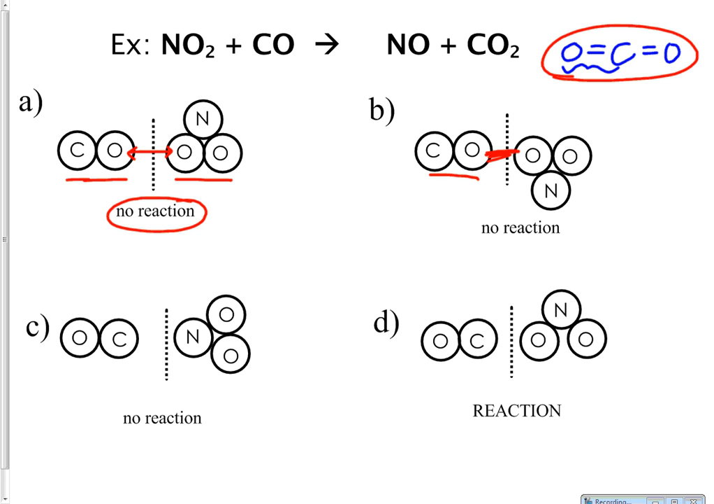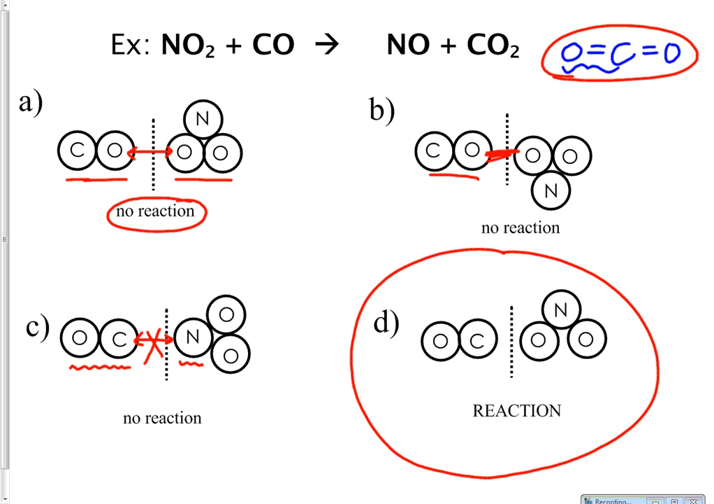In C, we flipped our CO around, so now we have the right orientation for the carbon monoxide, but in this case, the N is what's next to the C. That's not what we want to bond, so this will have no reaction. The only reorientation that works is when that C from the CO is next to the O from the NO2, and what will happen is this guy can then leave, and you'll get NO and CO2.